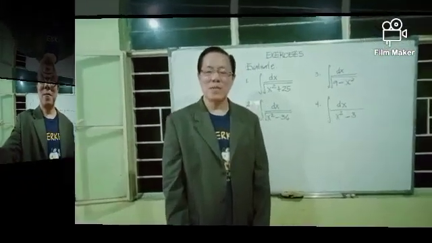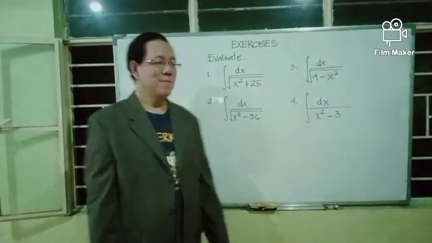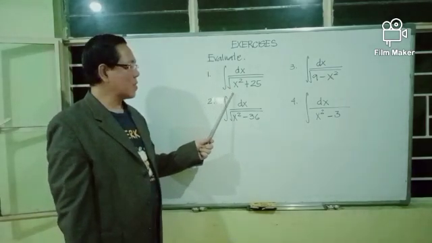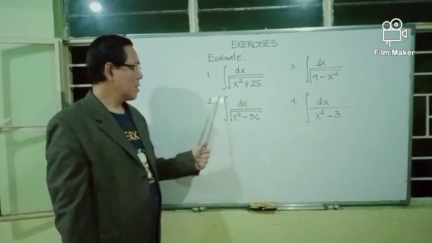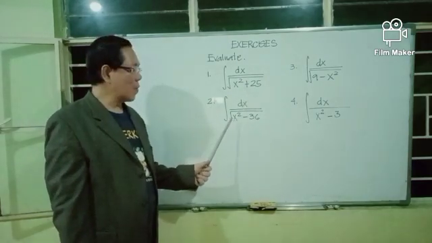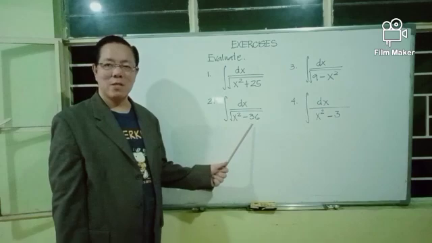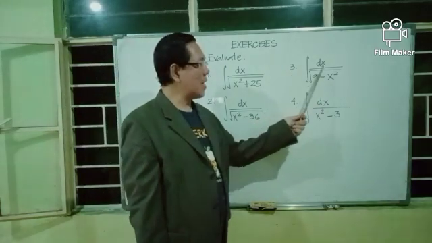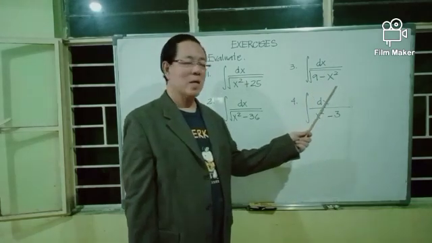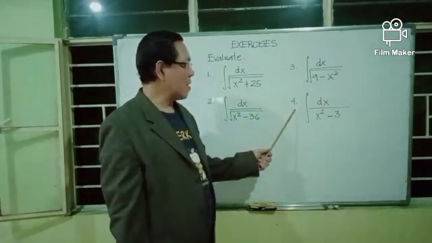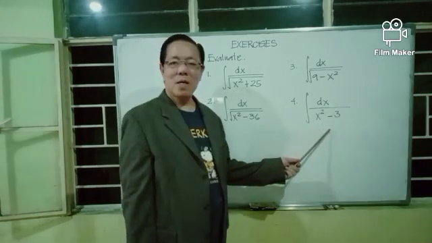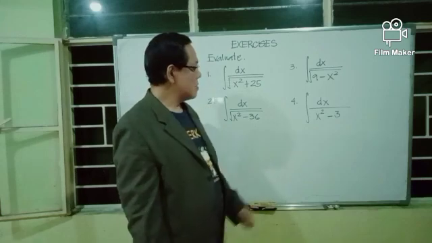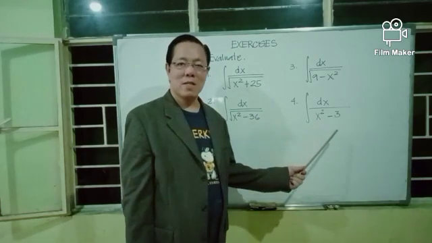For your practice, please try the following exercises. Evaluate. Number 1, integral of dx over square root of x squared plus 25. Number 2, integral of dx over square root of x squared minus 36. Number 3, integral of dx over square root of 9 minus x squared. And last, integral of dx over x squared minus 3. The last exercise is similar to our last example, except that we are now given x squared minus 3.